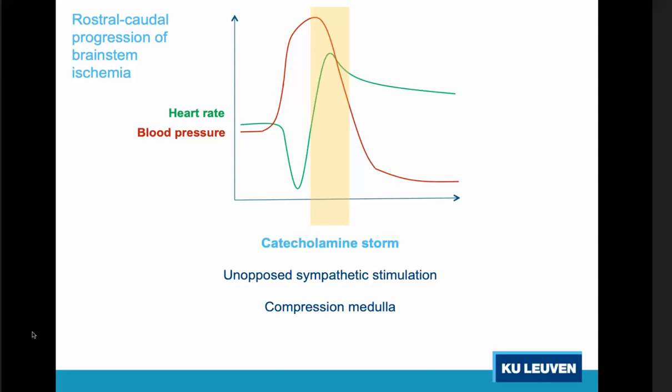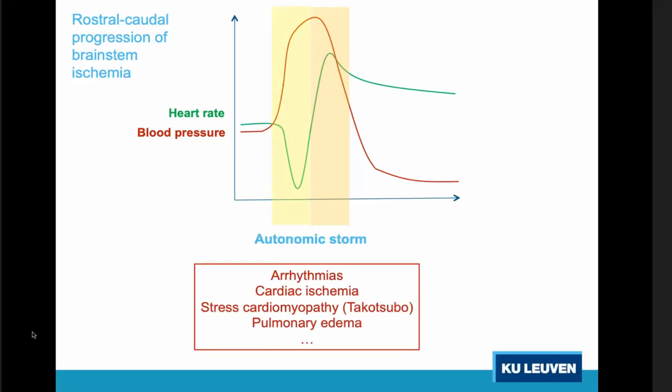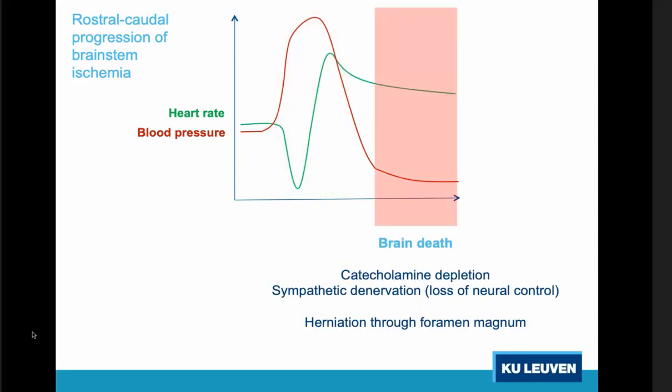When brain herniation proceeds, vagal stimulation ceases, and there is an unopposed sympathetic stimulation leading to a catecholamine storm. These two phases are often called the autonomic storm, and the release of catecholamines can lead to severe cardiopulmonary complications, including arrhythmias, cardiac ischemia, stress cardiomyopathy and pulmonary edema, among others. When brain death has occurred, catecholamines will be depleted and there will be sympathetic denervation through loss of neural control, which ultimately leads to hypotension.